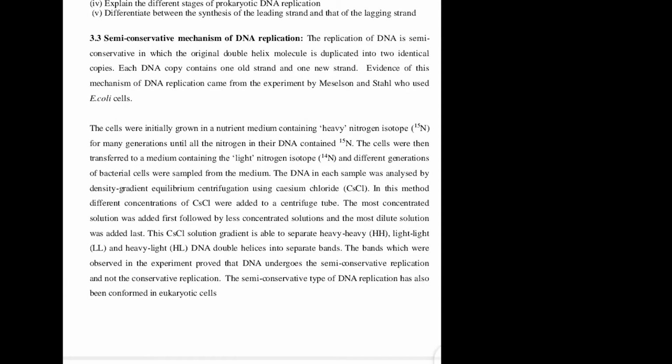What do they mean by semi-conservative? Semi means what? Half, okay? Semi-conservative. To conserve is to preserve the original. To conserve is to preserve, okay? So that there is a part of the original in the new product that you have formed.